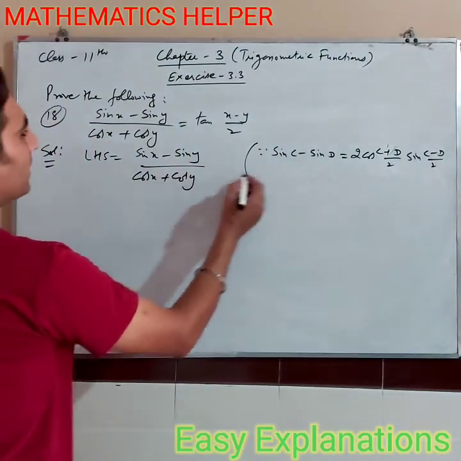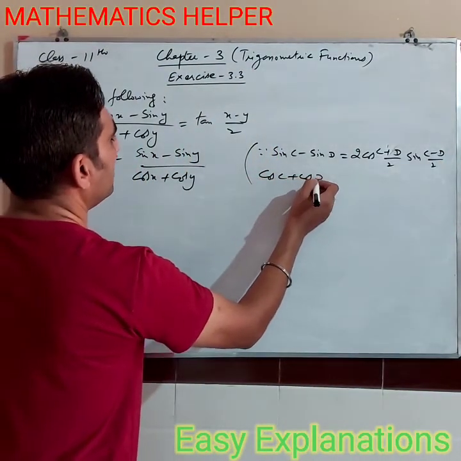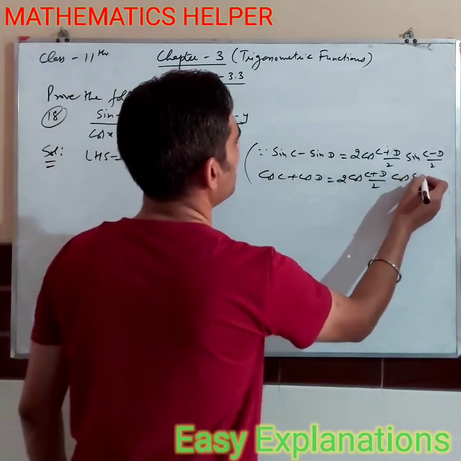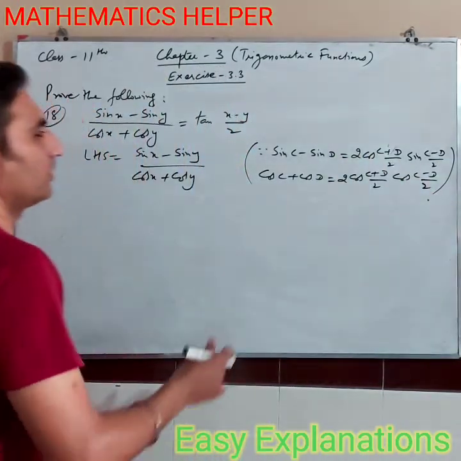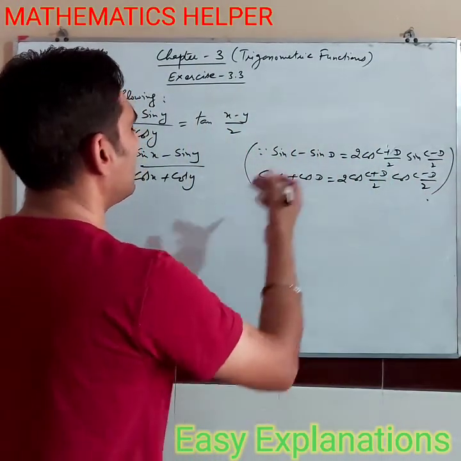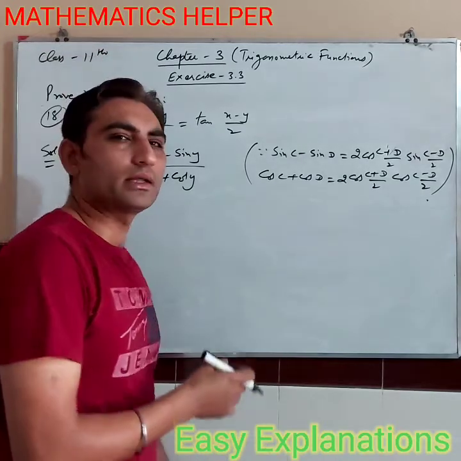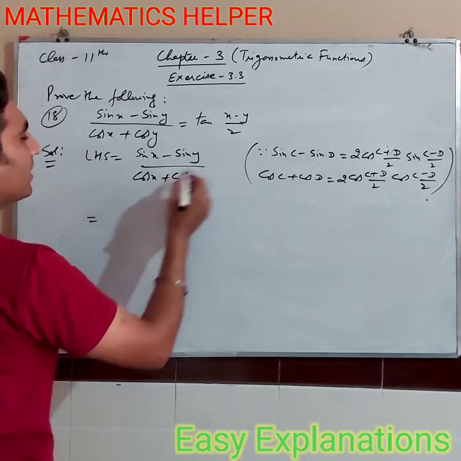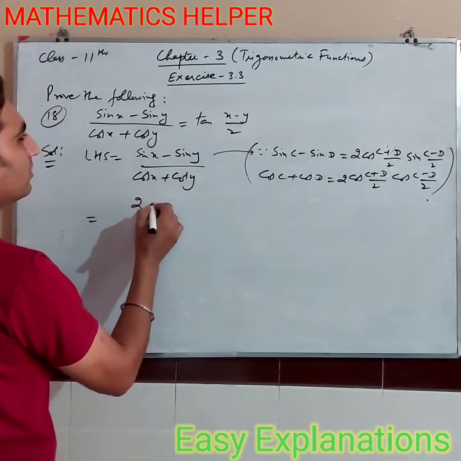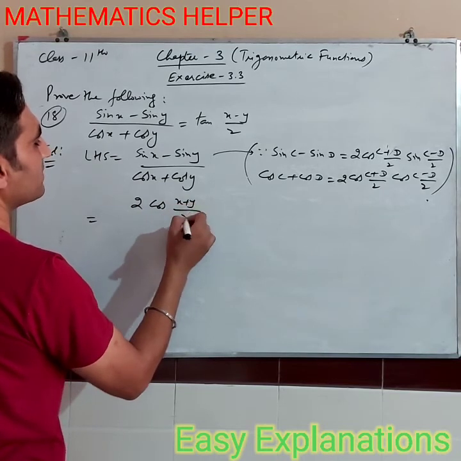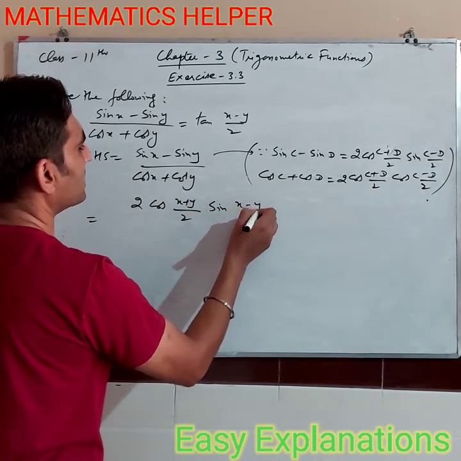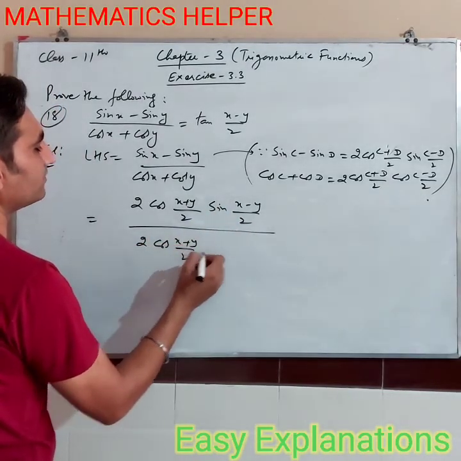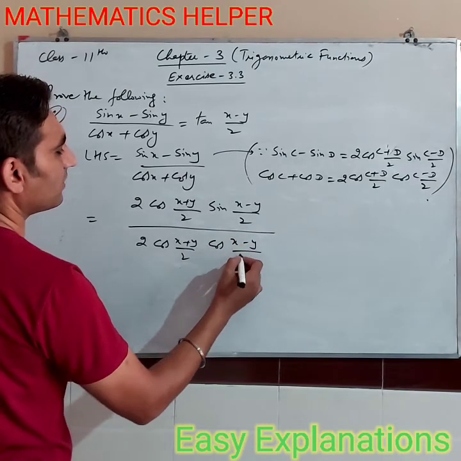If we compare the denominator, it is like cos C plus cos D. Here we have to write 2 cos (C plus D) over 2, then cos (C minus D) over 2. I hope you know the formulas now, because we write them in every question and we mark them so many times. So we have use of these formulas. Let's write them. The very first formula for the numerator, we have 2 cos of the sum of angles, (x plus y) over 2, then sine of the difference of angles, (x minus y) over 2, over 2 cos of the sum of angles over 2, cos of the difference of angles over 2.